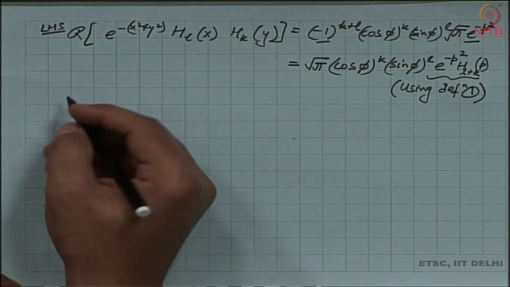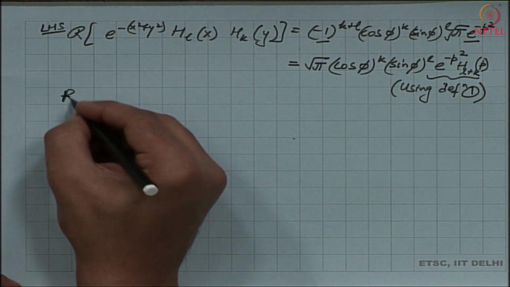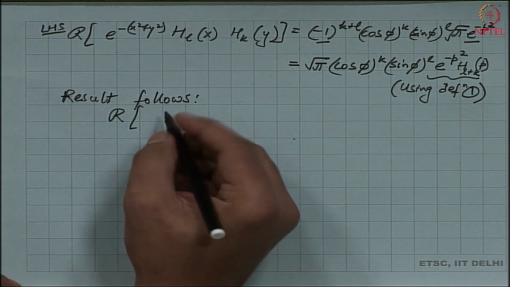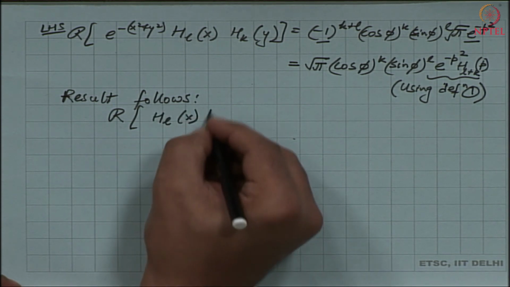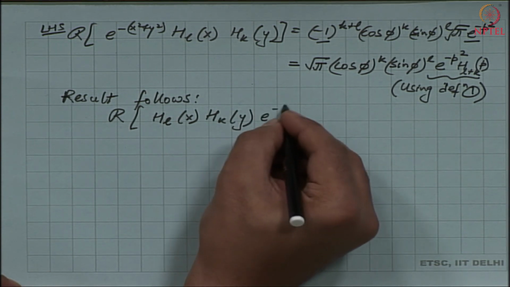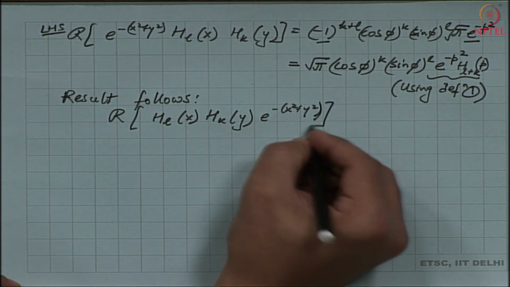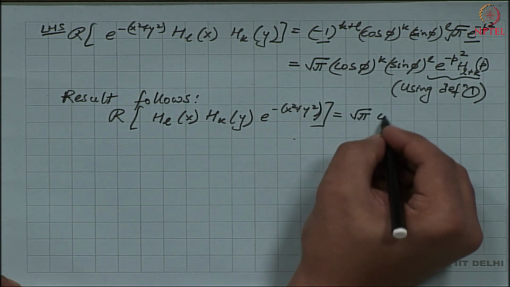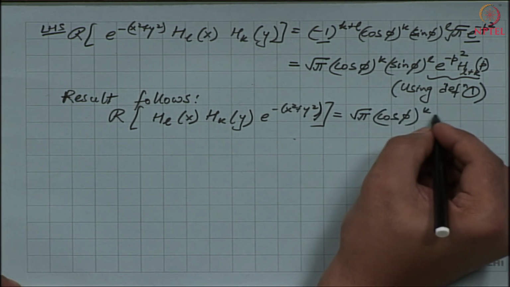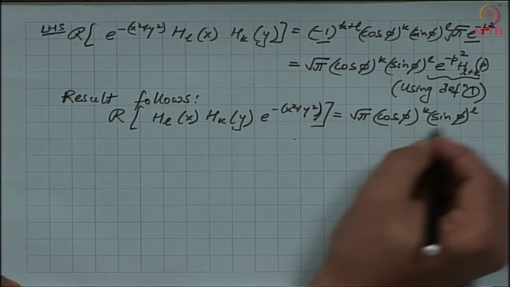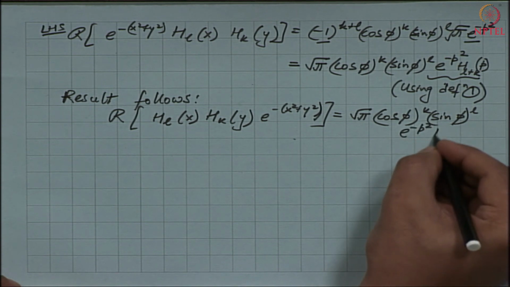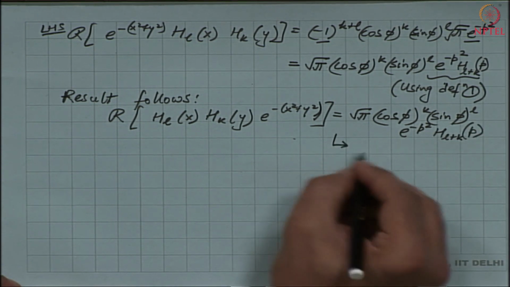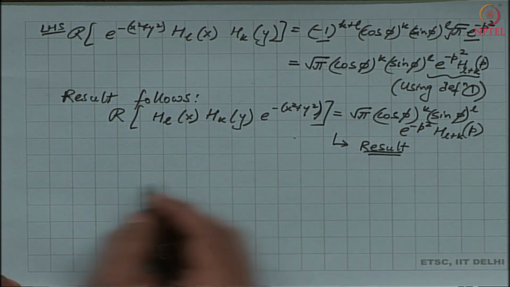The result follows. Okay. So, what I have is that the product of the Hermite polynomials H L of x, H k of y, e to the power minus (x square plus y square), is also equal to, let me rewrite this right hand side, square root pi cos phi to the power k, sin phi to the power L. These are the corresponding direction cosines with respect to x and y, times e to the power minus p square, the Hermite polynomial of order L plus k of p, and that is what I had to show.